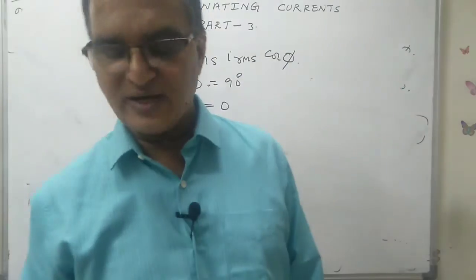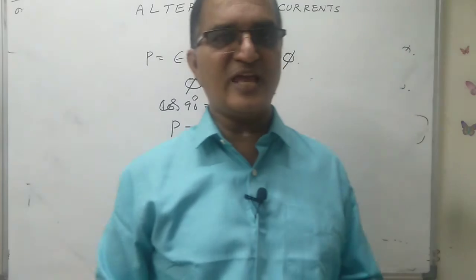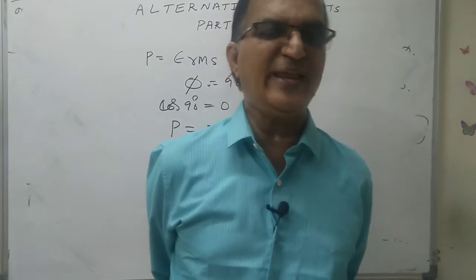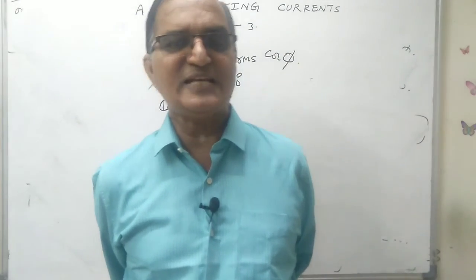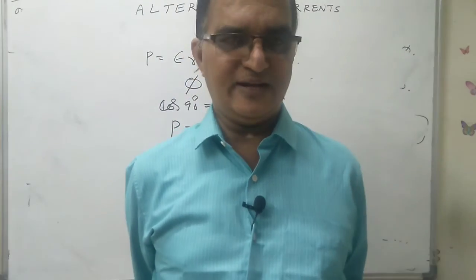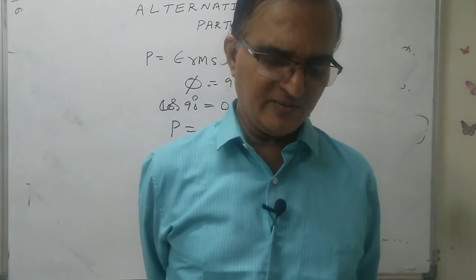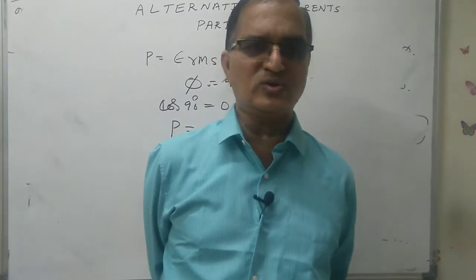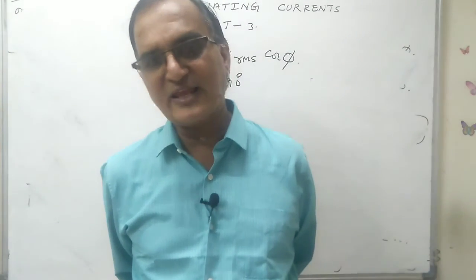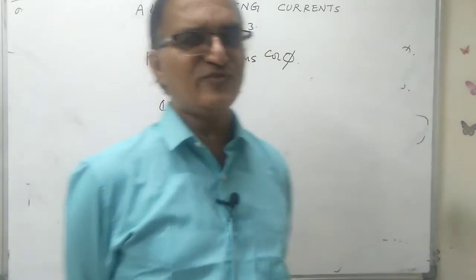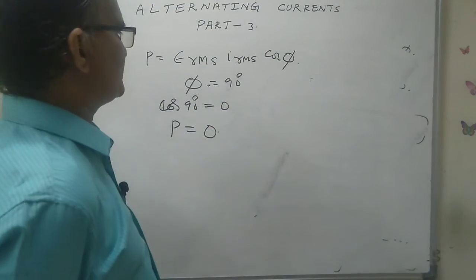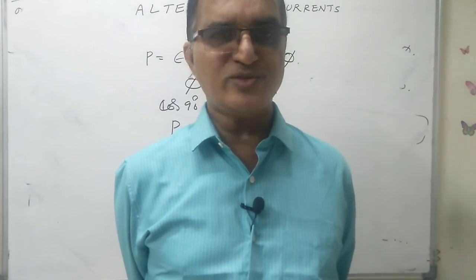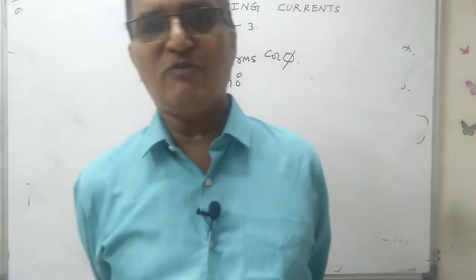Though current flows in the circuit, the average power remains 0, and there is no energy dissipation in the circuit. Such a type of current is called wattless current. In reality that is not possible, but wattless current means that if you use only an inductor or a capacitor in a circuit, then the phase difference is 90 degrees and the power becomes 0, though current flows through the circuit. That type of current is called wattless current.